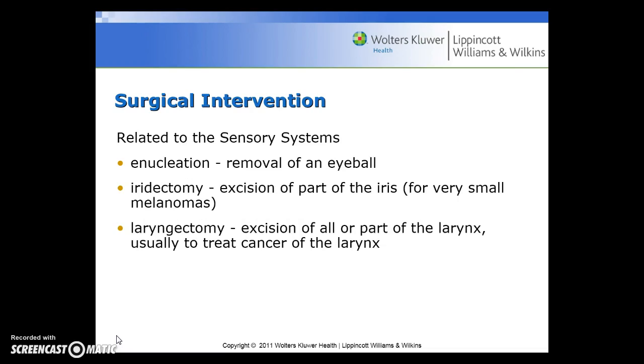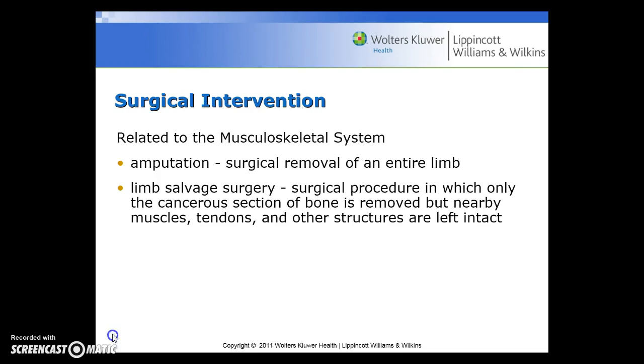Surgical interventions of the sensory system: enucleation, and that's the removal of the eyeball. Amputations are the surgical removal of an entire limb. Limb salvage surgery is the surgical procedure in which only the cancerous section of bone is removed, but nearby muscles, tendons, and other structures are left intact.